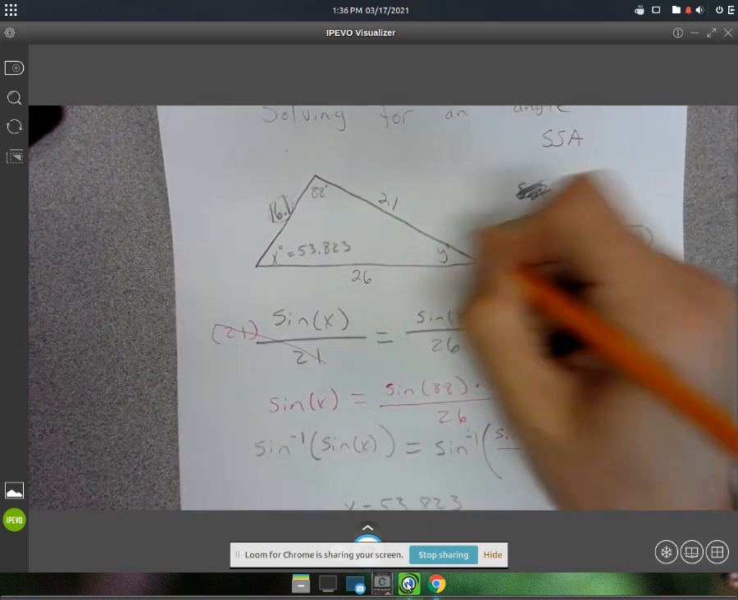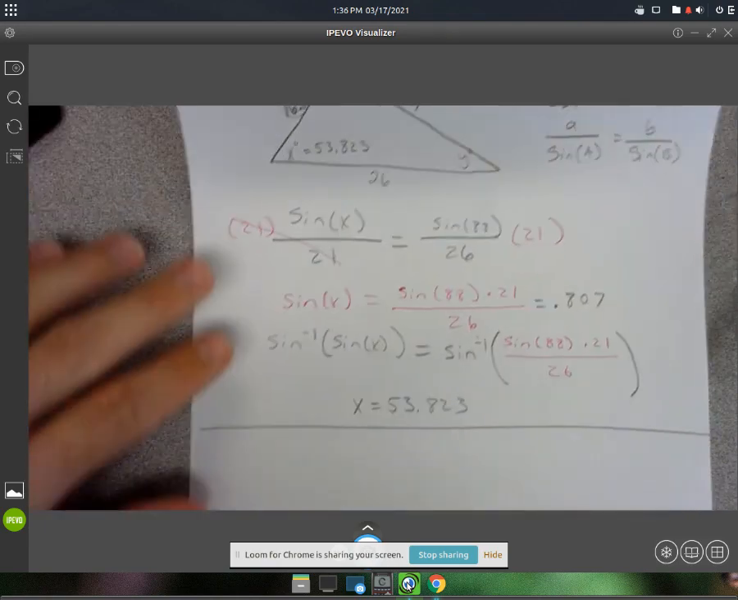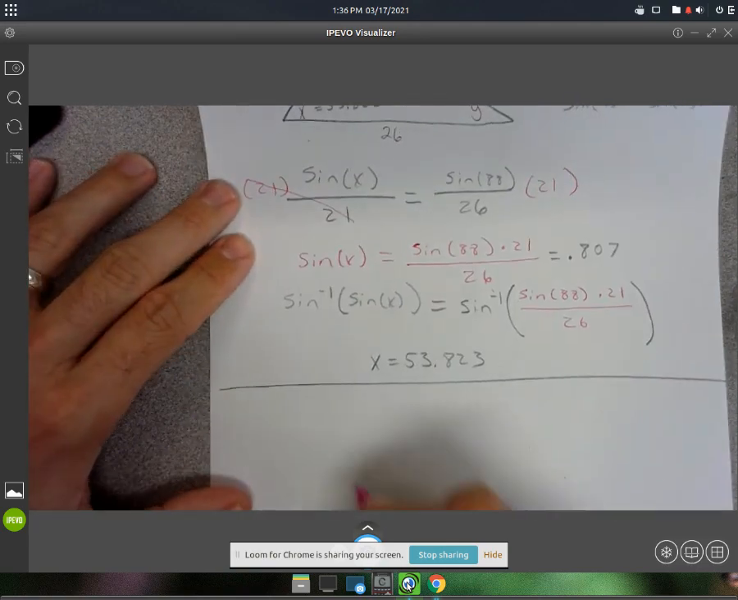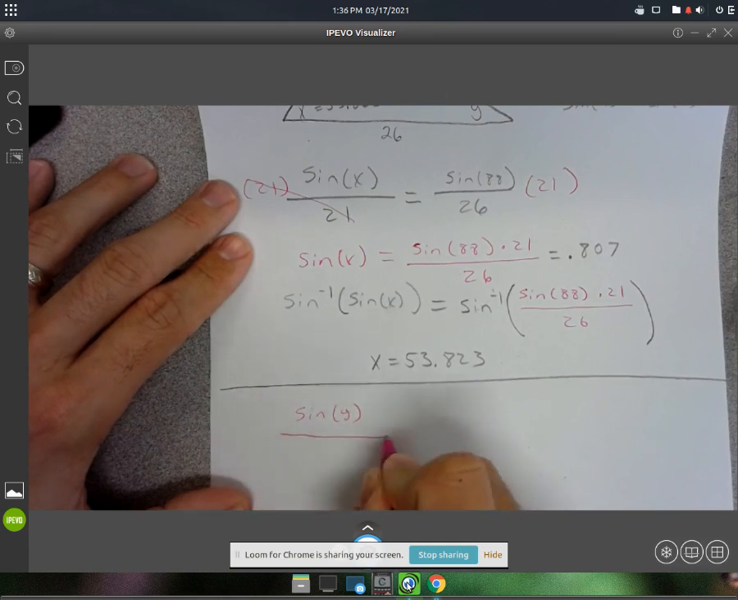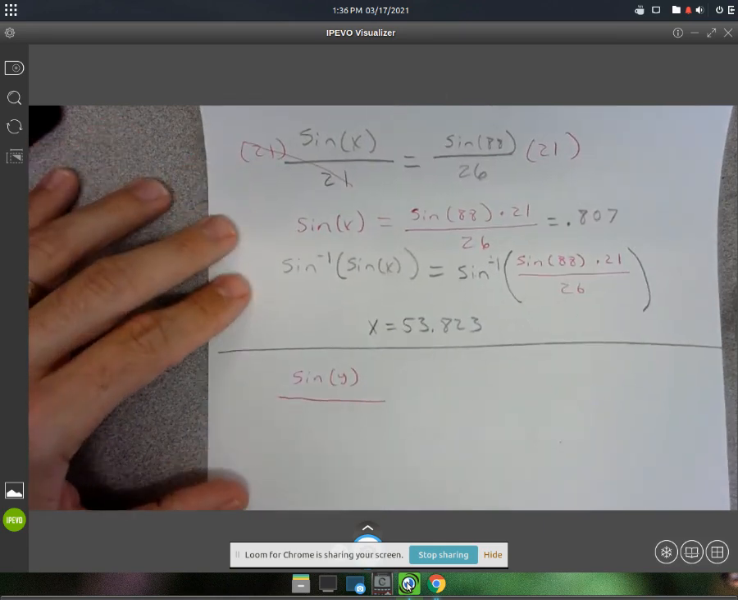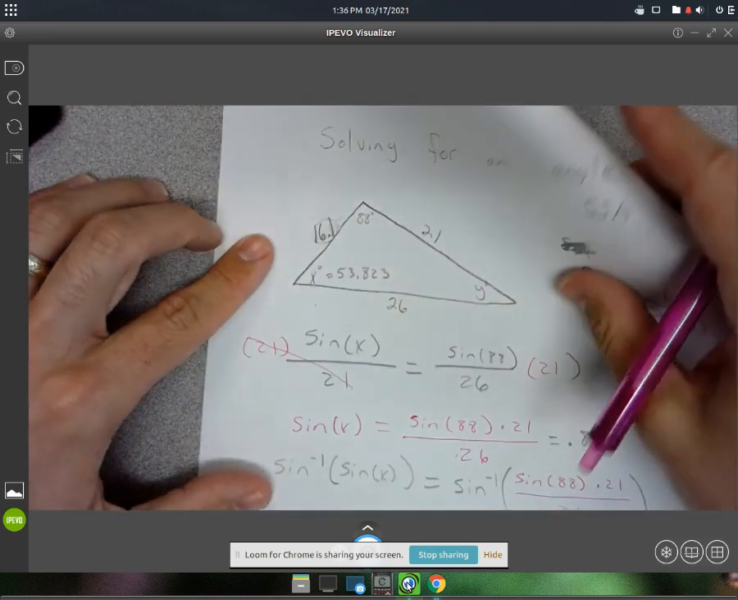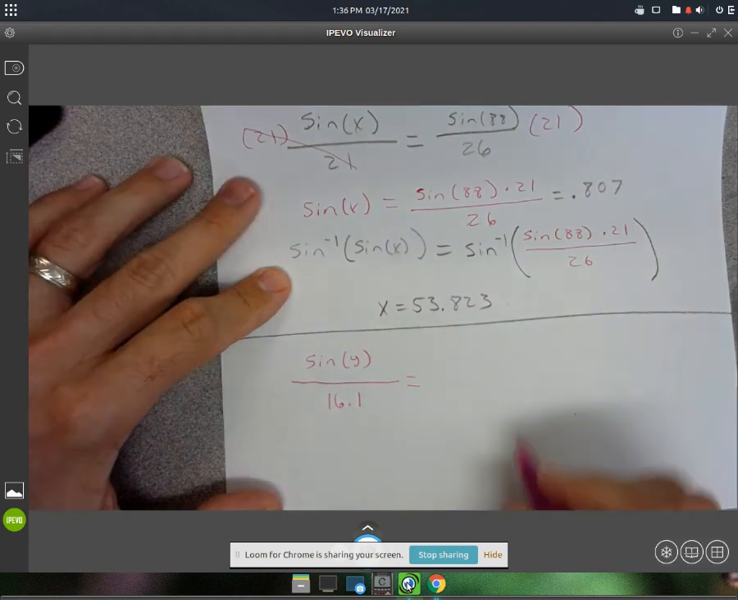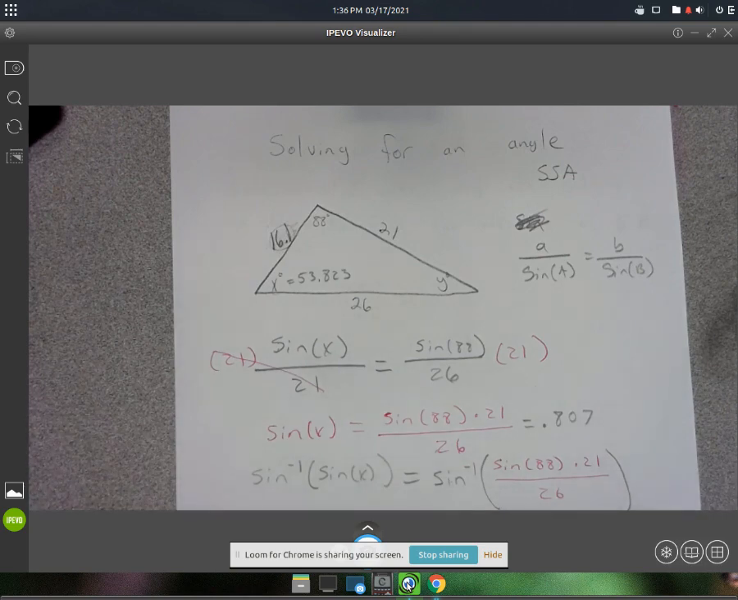We'll call that y. All right, so my equation is actually going to be identical to this one up here. I'm going to have sine of y. That's my top part because I'm solving for y, so I put that up top. And that is across from this 16.1.